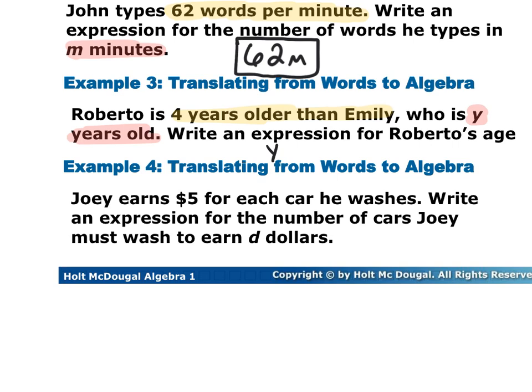I would say probably not. Do we want to subtract 4? No. To be 4 years older, you probably want to add 4. So your expression here would be y plus 4, because whatever Emily is, you add 4 to it, and that is Roberto's age.